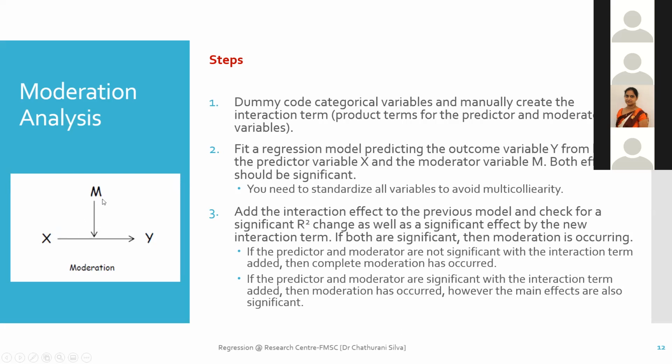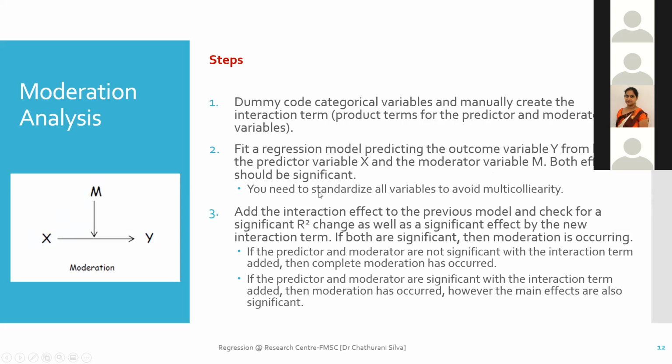X is the predictor variable, M is the moderator variable, right? You have to multiply the terms and calculate the interaction variable, then fit a regression model predicting the outcome variable Y from both the predictor variable X and moderator variable M, right? Both effects should be significant. When you start the moderation analysis, you have to include both X and the moderator variable, independent variable and moderator variable, together into your model. Both effects should be significant to test the moderator.